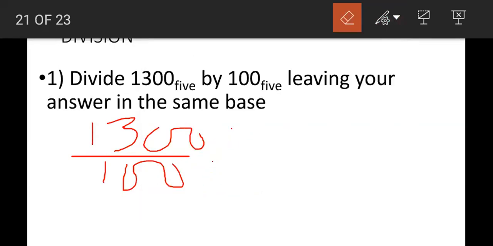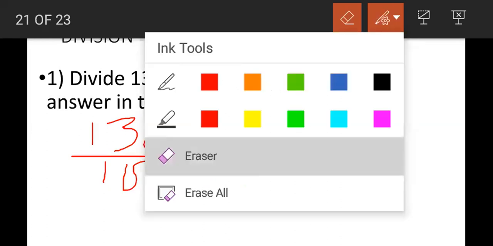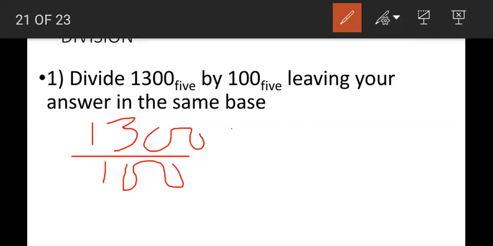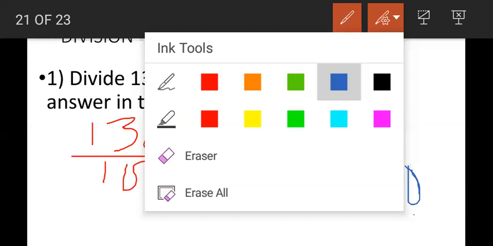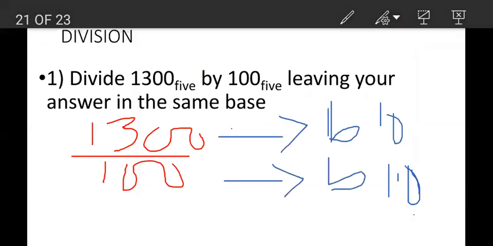First of all, both of them are in what base? Base 5, right? So what you do is first change this one to base 10. Change this one to base 10. That is what converted from base 5 to base 10. You are converting all this to base 10. To convert it, we have 1300 to base 10.